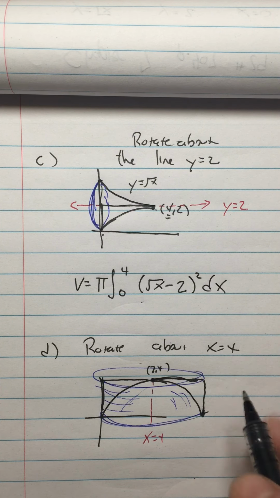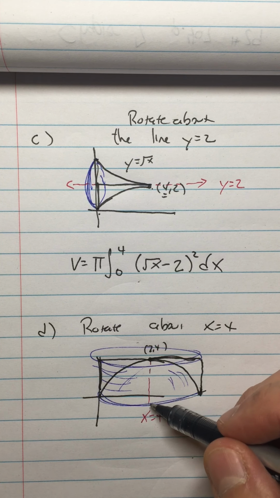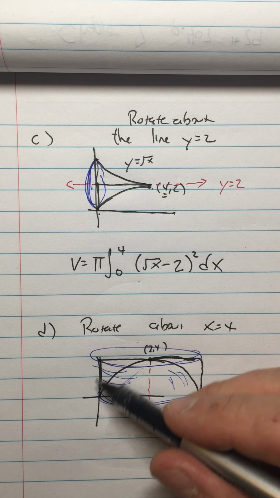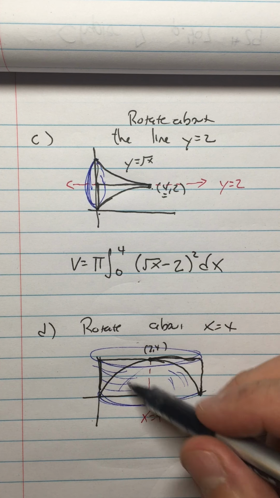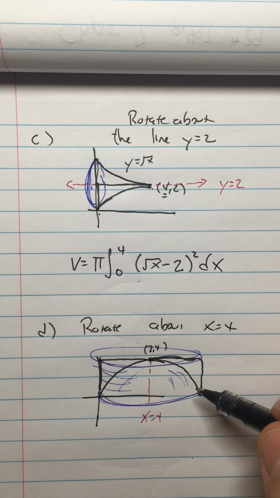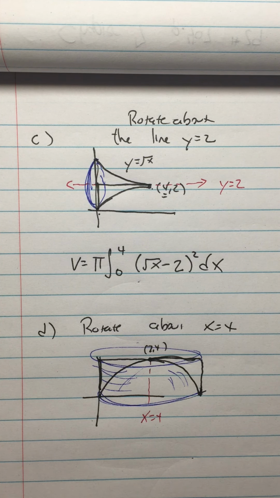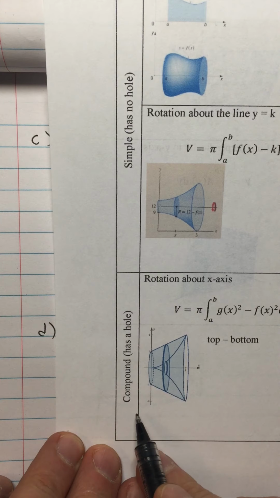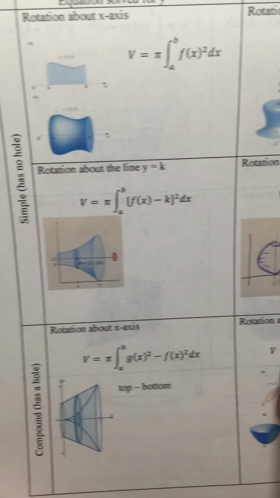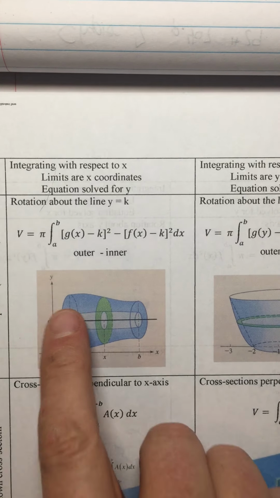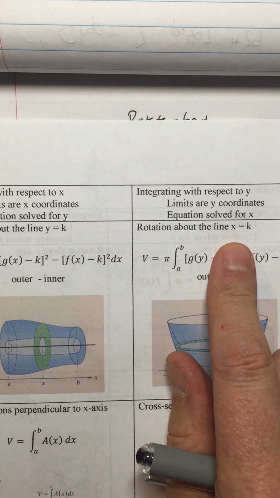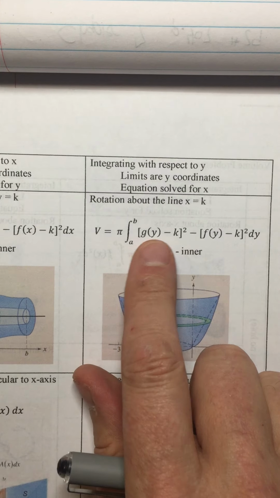All right. Also, you can think the axis about which I'm rotating it is not a bound of the region. So the axis about which we're rotating the region is not a boundary of the region. Therefore, we're looking at a compound shape. It has a hole, but it's not about the x-axis or the y-axis. It's an off-axis. We're doing, in fact, the line x equals k. So that's going to be this one.